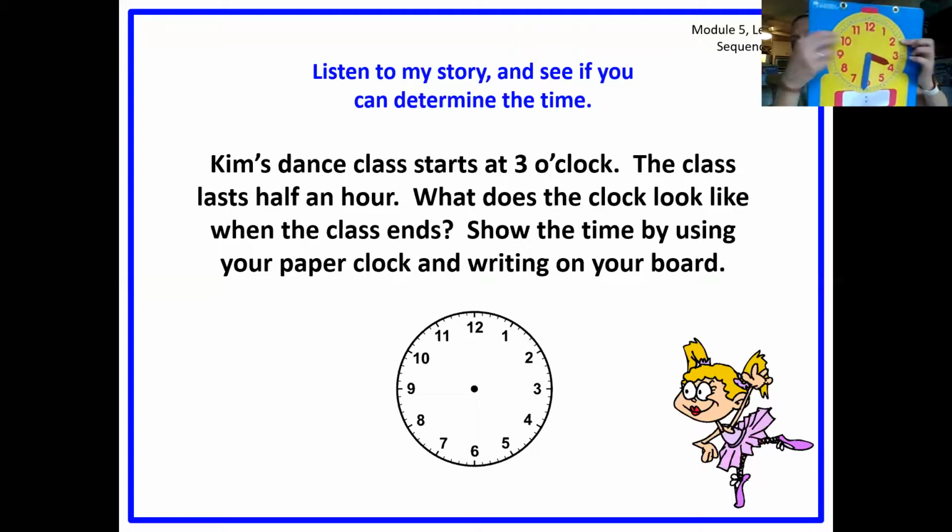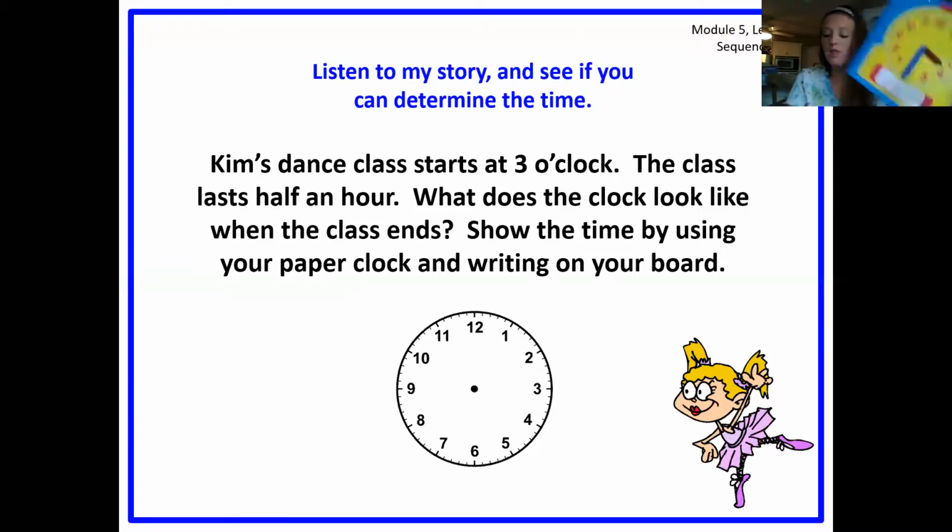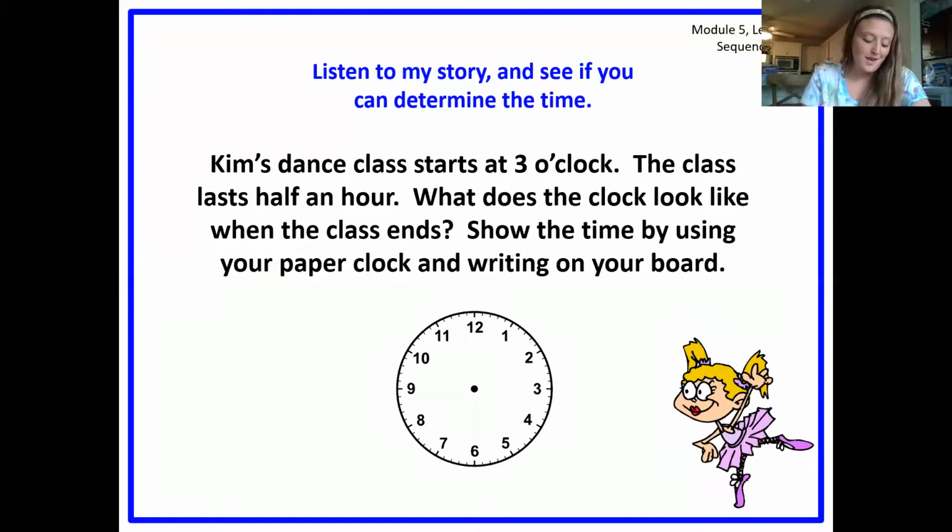My time will be, well, it's not touching the 4 yet. It's still in the 3 o'clock hour. It's going to be 3:30. My dance class will end at 3:30 for Kim. And this is what it would look like. Awesome.